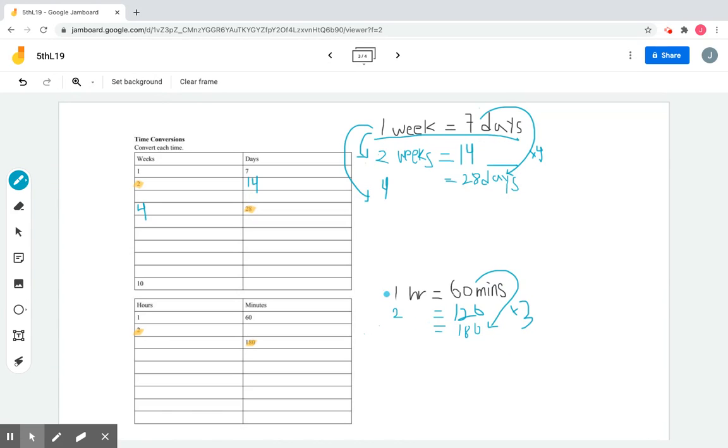So we're gonna do the same thing here. 1 hour times 3, and it is 3. So 2 hours will be 120 minutes. And 180 minutes will be 3 hours.